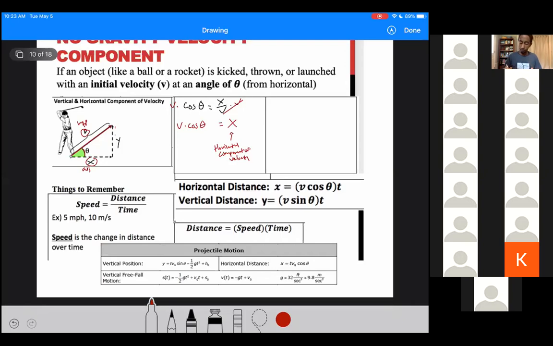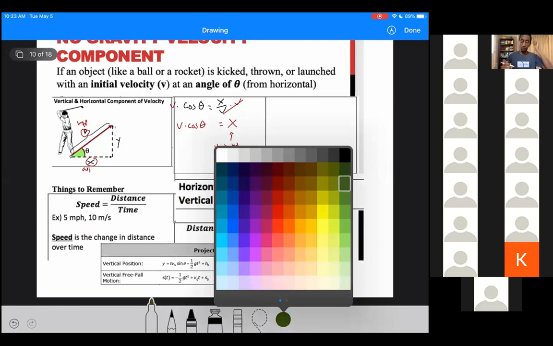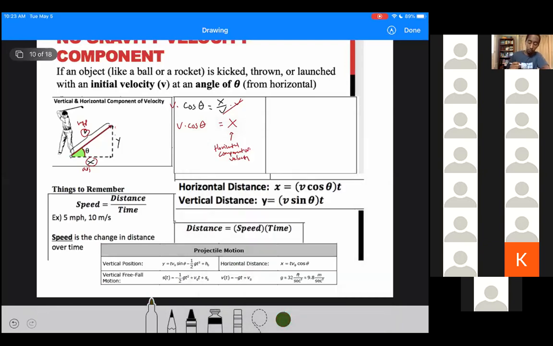Then we have y. Let's look at the relationship between y and v. We would use sine because this is opposite. So sine of the angle equals y over v. If we solve for y, we multiply by v. This would be the vertical component of velocity. So right now we're just looking at the relationship between the horizontal and the vertical component of velocity if there was no gravity.